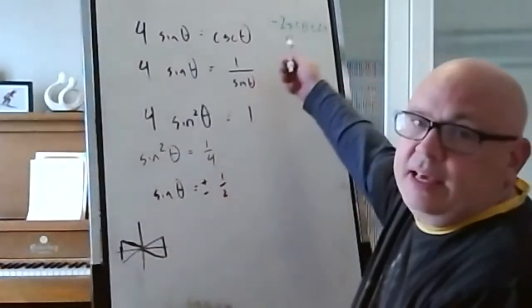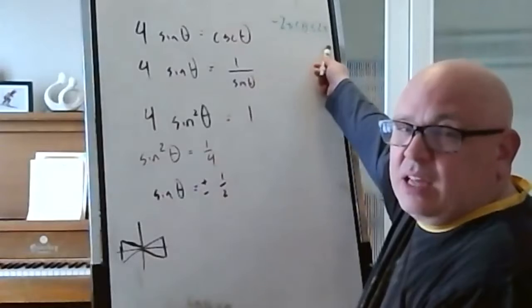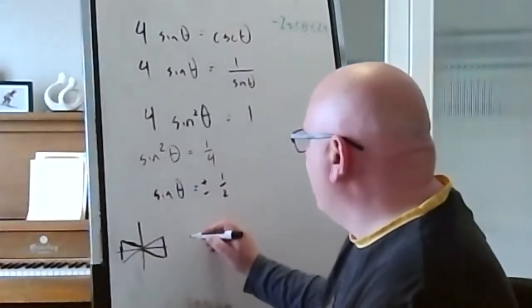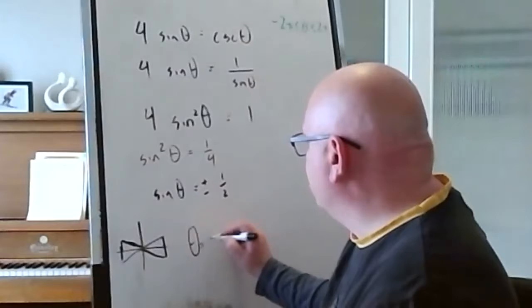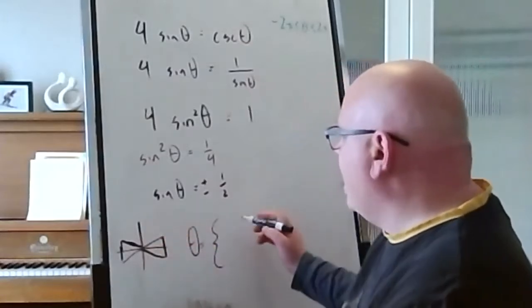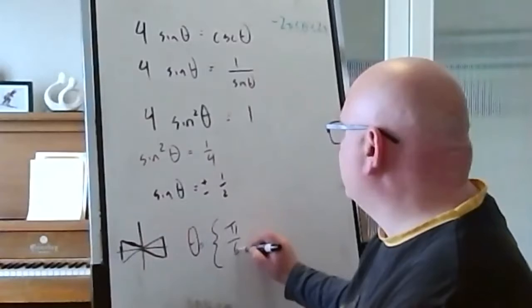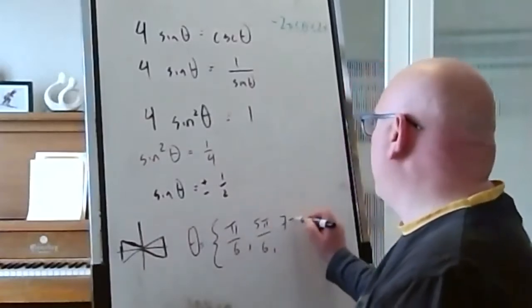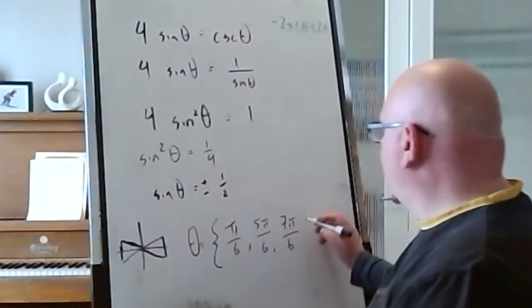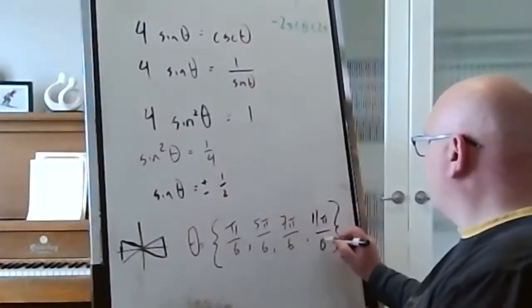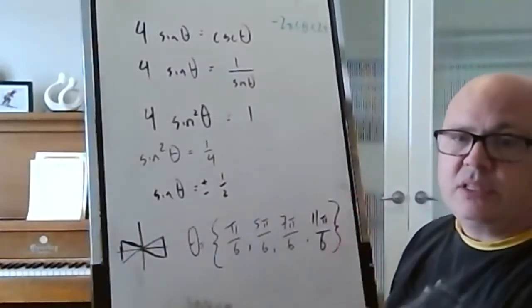Let's just double check. Yes, this question gave us a domain that's in radians, so let's answer this question in radians, and so therefore theta is equal to, let's get our solution set, and we're going to list all 4 of these. It starts with pi over 6, 5 pi over 6, 7 pi over 6, and our last one all the way around to 11 pi over 6. That ends up being the rest of our solution for this one.